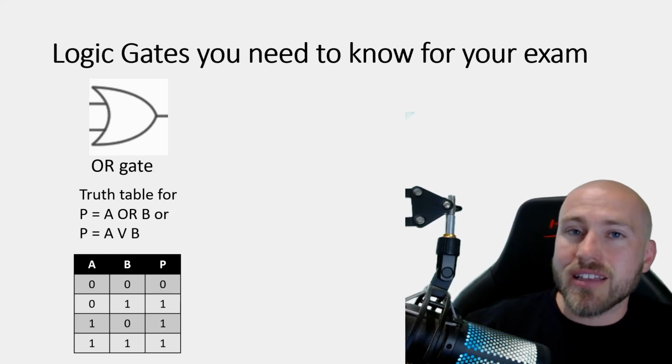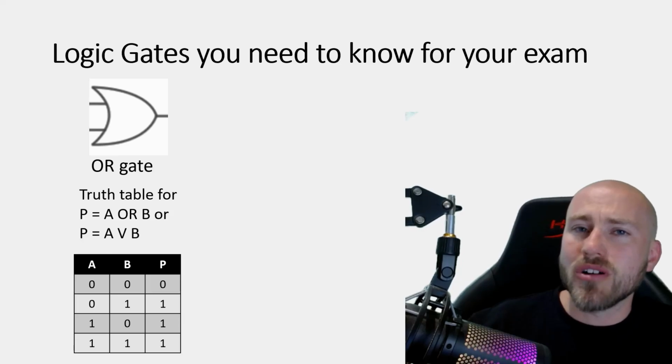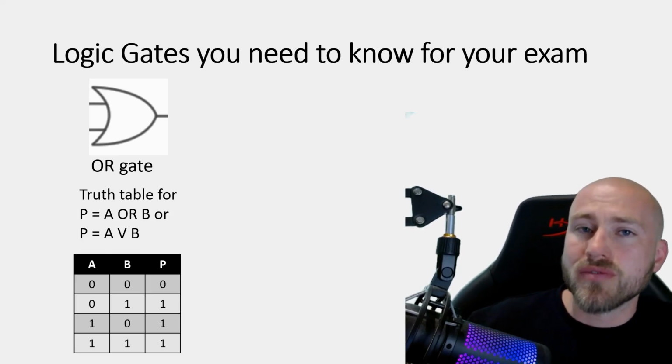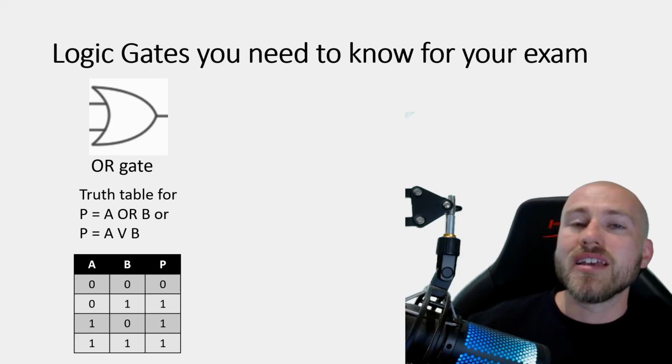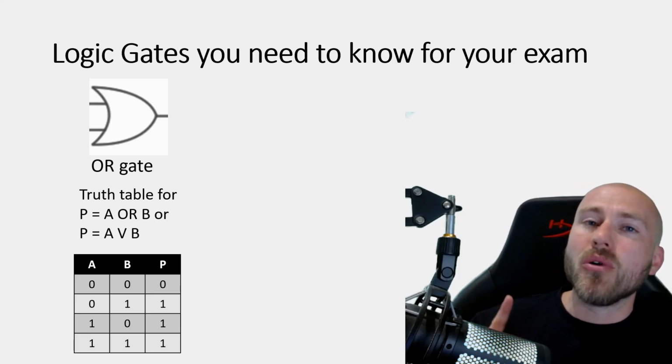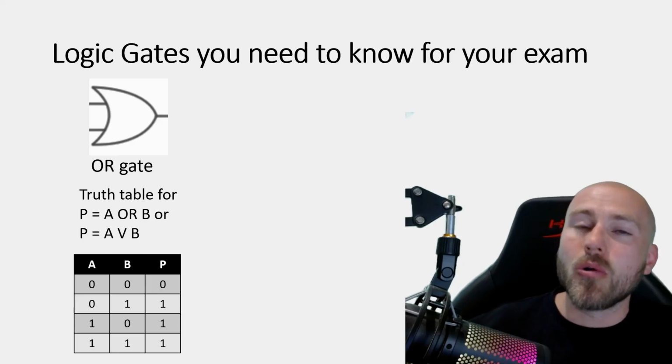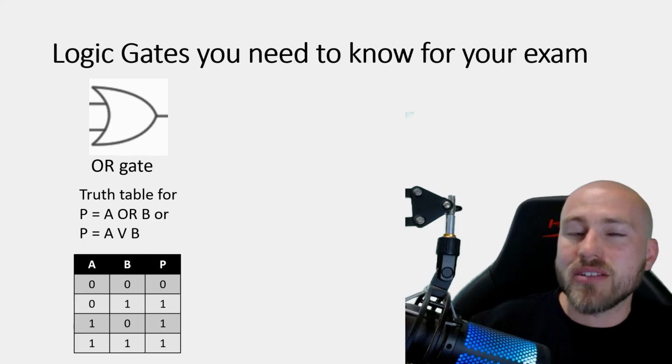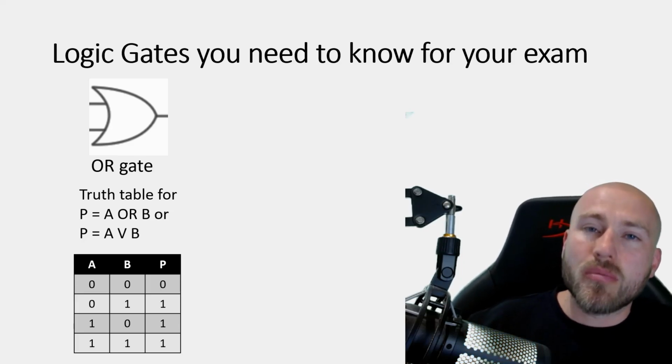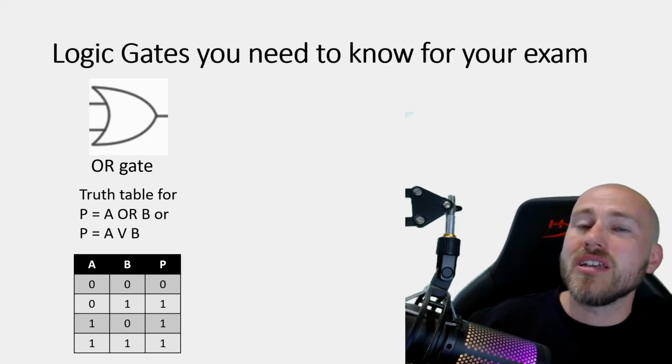So they are exactly the same, but then column P is what is different, and that's because of the rules of the gate. So for the OR gate, if at least one of the inputs is a 1, then the output will be a 1. So only when both A and B are a 0, P is also a 0. All other possibilities, the output is a 1.